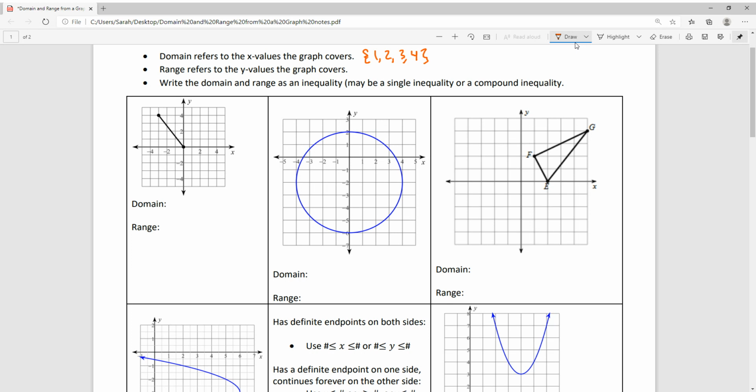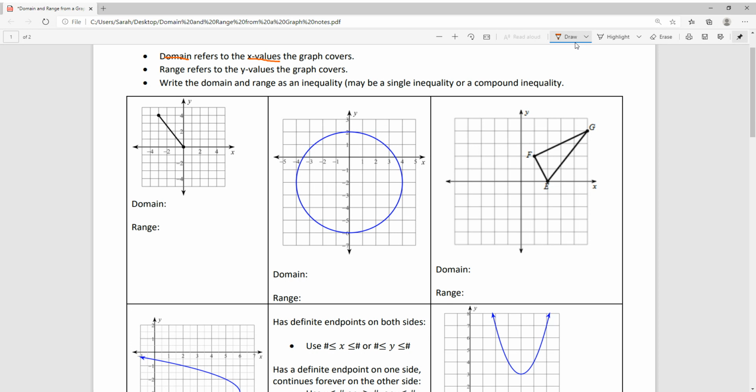However, when it's not individual points, but it's a continuous graph like we see here, we have to write our domain and range a little bit differently. I'm going to walk you through that today. The idea behind domain and range is still the same. Domain is the x values your graph covers.